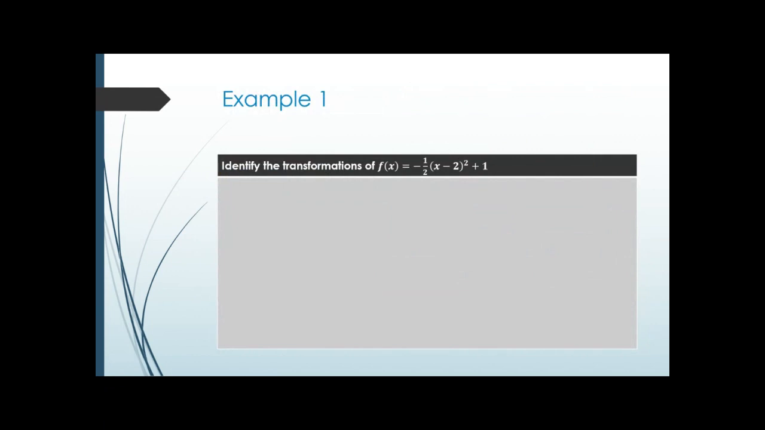I just have a series of examples from here because that's really the best way to learn. I do have another slide where I go into a little more detail, but I wanted to start with transformations because that is where everybody struggles. We have an equation here in vertex form. Identify the transformations of f of x equals negative 1/2 times (x minus 2) squared plus 1.